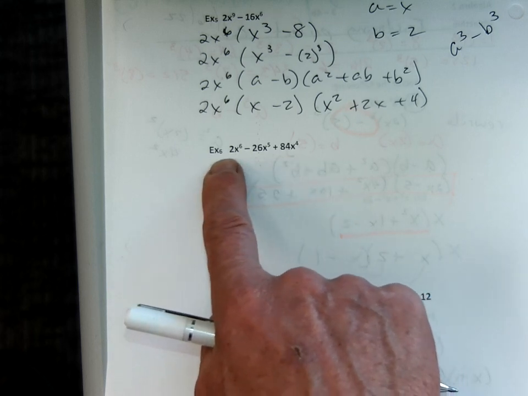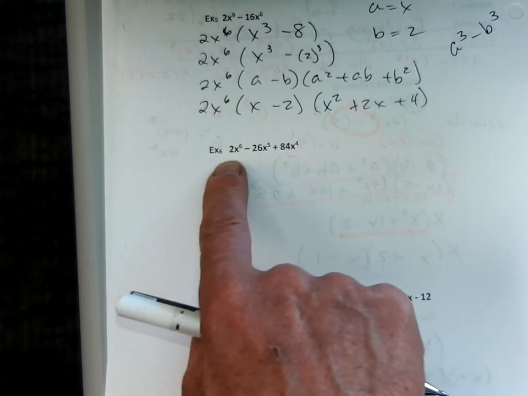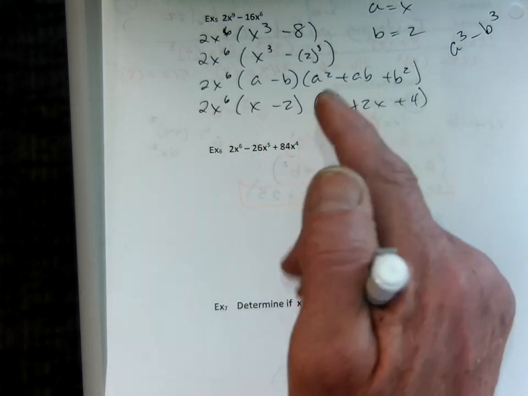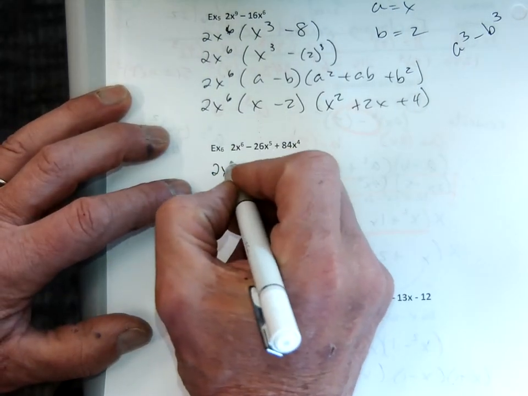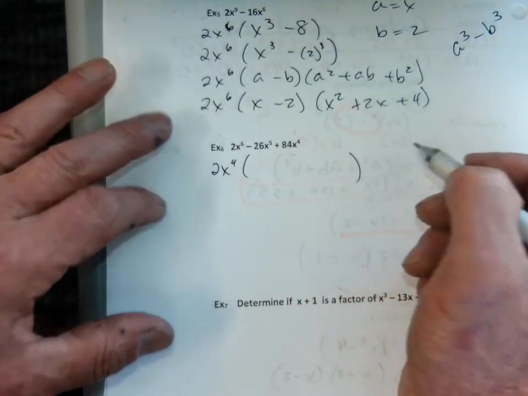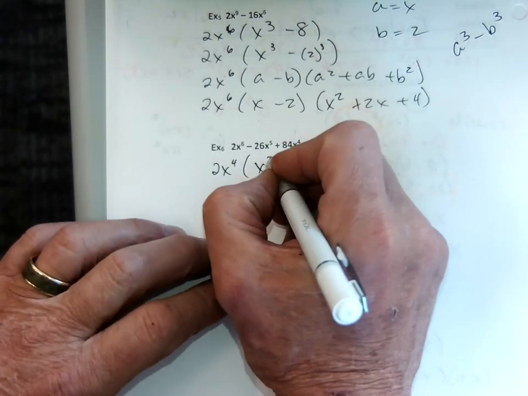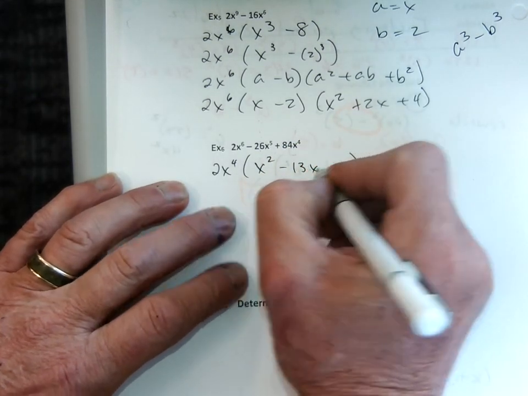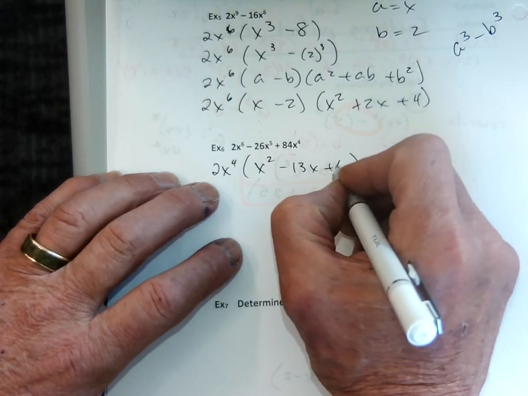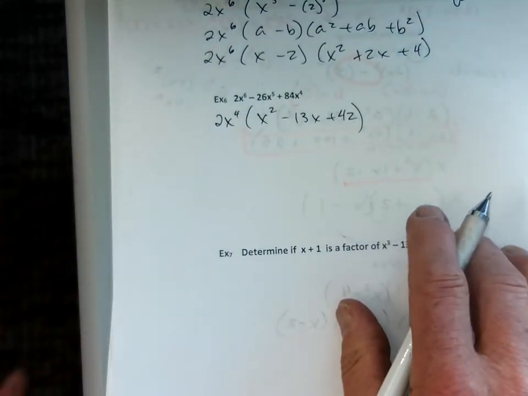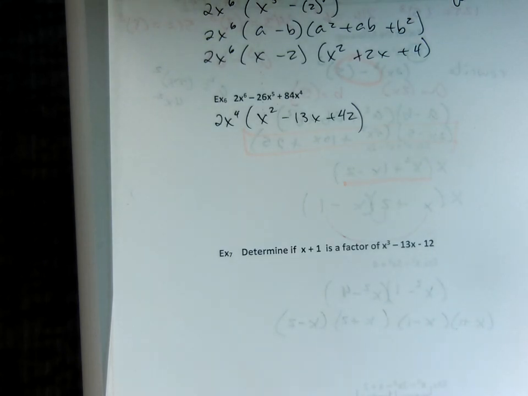So, can we make it smaller? Yes. How do we make it smaller? 2, 4. Good, totally agree. Okay, we made it smaller, right? So I'll have a x squared minus 13x plus 42. Okay, I made it smaller.